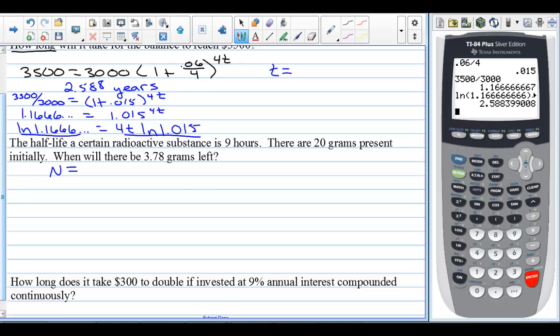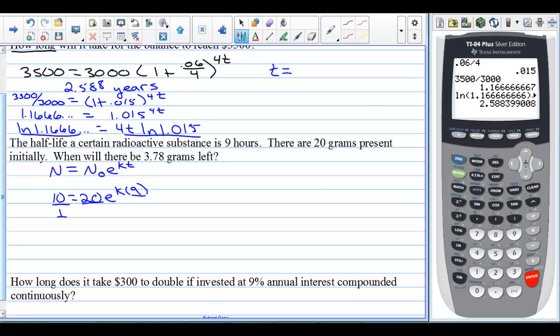We assume continuous growth or continuous decay. N equals N naught e to the kt. That's the formula you need to know. And if it's growth, k is positive. If it's decay, we expect k to be negative. Well, 10 is equal to 20 e to the k times 9. So that 20 becomes 10 in 9 hours. So we can fill in those values, and that leaves just k.